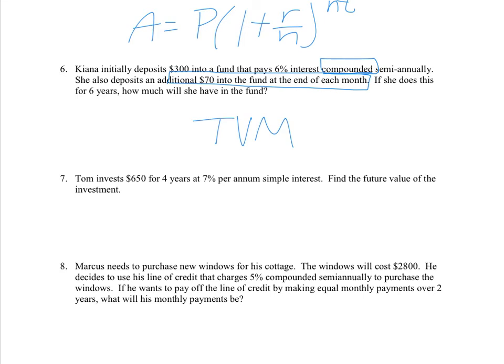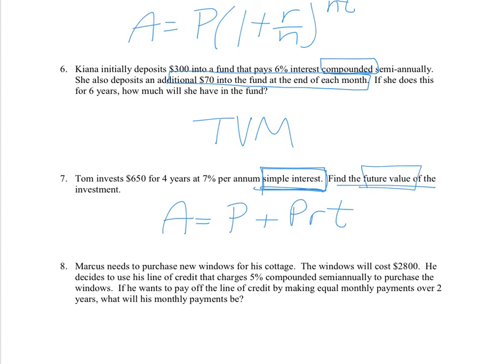Tom invests $650 for 4 years at 7% per annum simple interest. So we know it's a simple interest formula. Find the future value. So we know that's our A formula, A equals P plus PRT. Okay, again, simple interest tells us it's a simple interest, and then it asks for the future value. If it asked just for the interest, that would have just been I equals PRT. Okay? But that wasn't the case in that question.